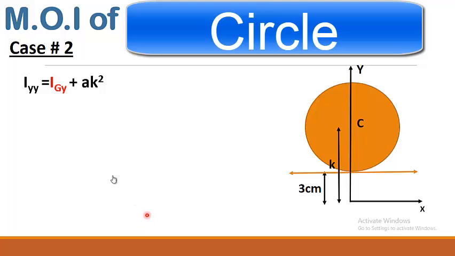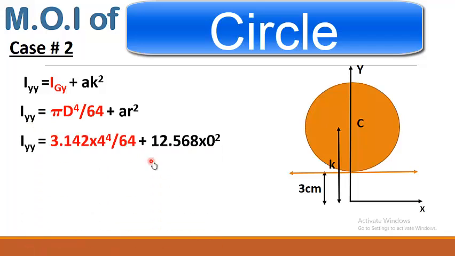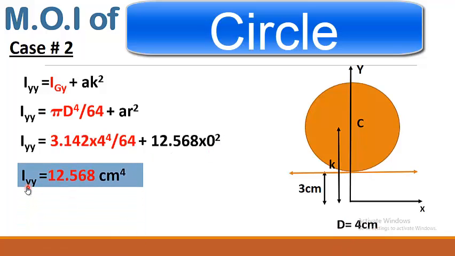So now to calculate Iyy, that is the moment of inertia about the y-axis, it will be equal to Igy plus ar square. That is, k has been replaced by r for Iyy, and the value of r is 0, as the y-axis passes through the center of the circle. The value of r will become 0. So the moment of inertia about the y-axis will be equal to 12.568 centimeters to the power 4.